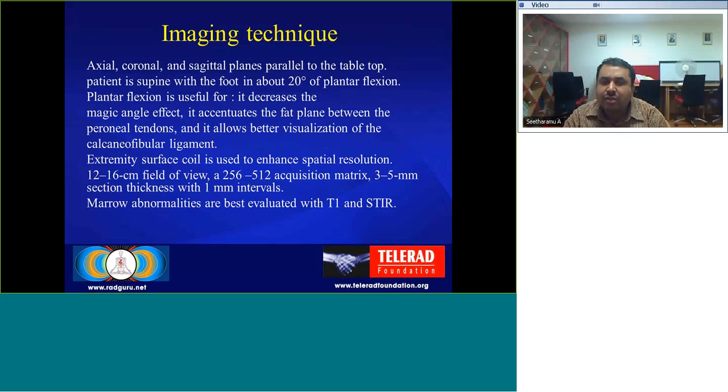A surface extremity coil is used to enhance the spatial resolution. Usually a 12 to 16 centimeter field of view is used with a matrix of 256 or 512, and 3 to 5 mm sections with 1 mm intervals are usually preferred. Marrow abnormalities are best evaluated on the T1 and STIR sequences. Contrast is used as and when required, especially when evaluating tumors, infections, etc.